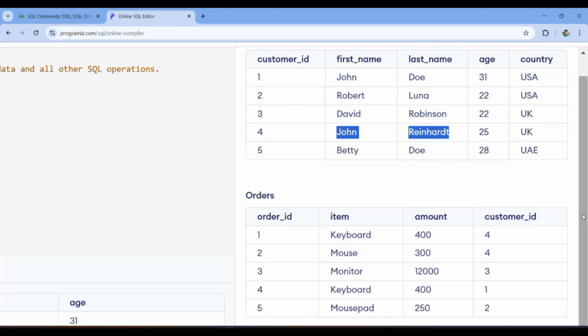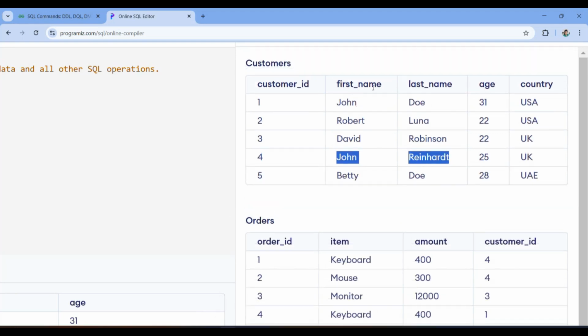So if I want to bring the first name column from this table to this table, would you directly copy and then paste it in here? No, right? Because if I directly copy paste it in here, the first one will be John Doe, the second one will be Robert Luna, right? I want to create a new column in my second table, at the start of this table, and that column name should be first name. That means I want to bring this first name column from here to here. But I cannot directly copy and paste it here.